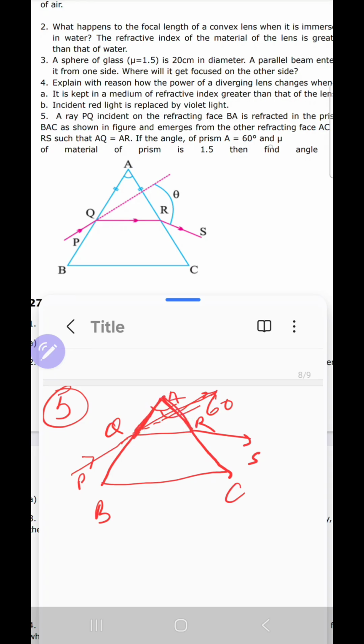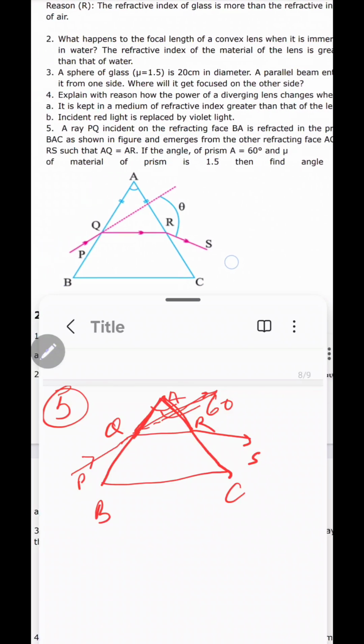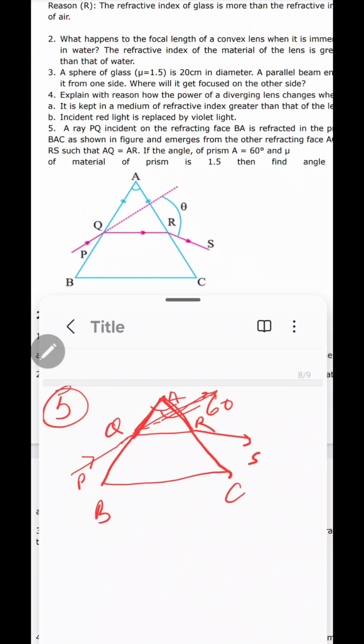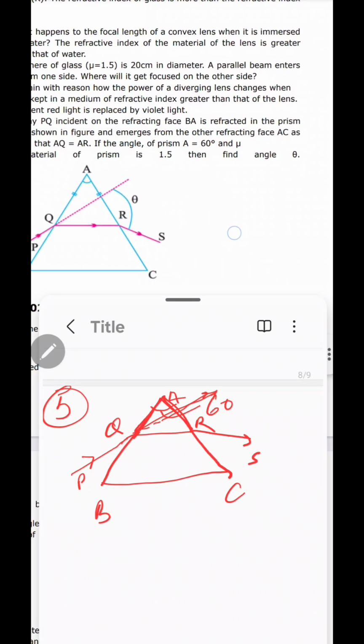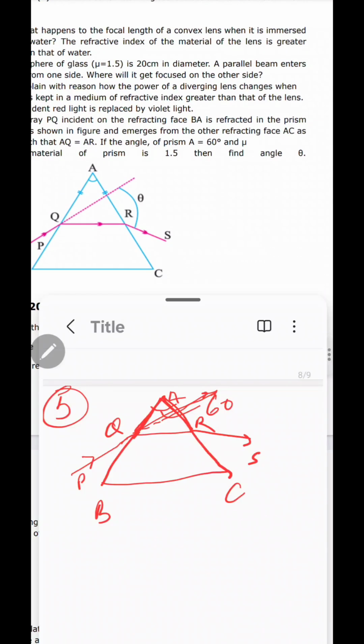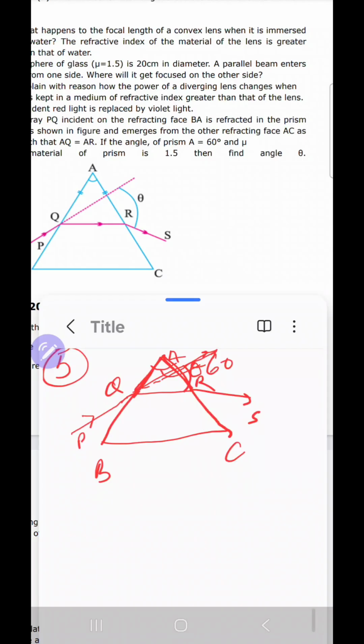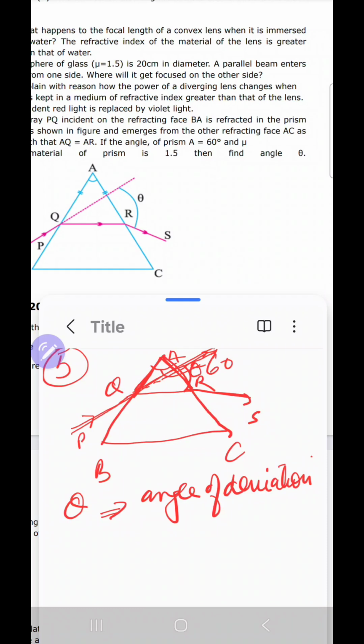If the angle of the prism is 60 degree and mu of the material of the prism is 1.5, then find the angle theta. So this angle theta we have to find out. Now you see this theta is what? Theta is the angle between the incident ray and the emergent ray. Theta here is the angle of deviation. And this angle of deviation we have to find under the conditions which are given.